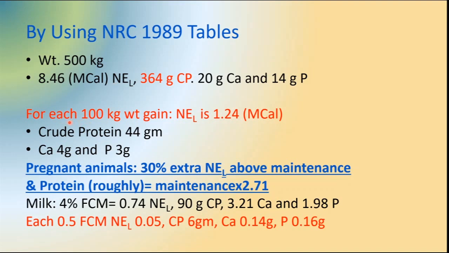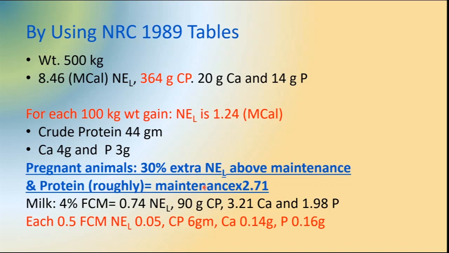There is just a guideline, a thumb rule: for each 100 kg weight gain, there is a change in net energy value of roughly 1.24. So you can add or subtract. If you convert from 400 to 500, then you have to add this value to get the net energy for lactation requirement. Similarly for crude protein, there is 44 gram, for calcium 4 gram, and for phosphorus 3 gram. In case of a pregnant animal, you have to add 30% extra allowance above the maintenance. Like in this case, there is 8.46. So you have to calculate the 30% and then add it to this value. You will get the net energy value for that pregnant animal.